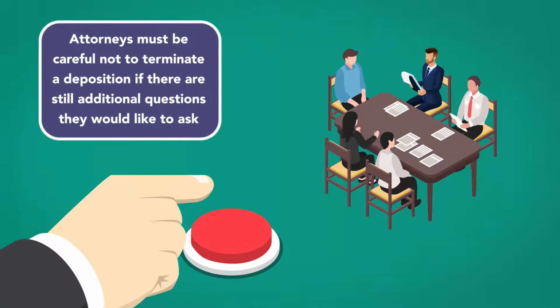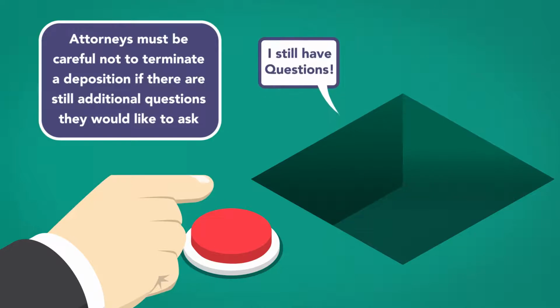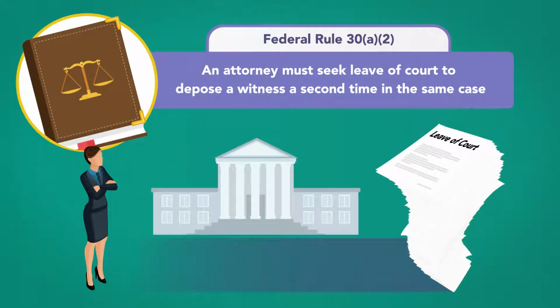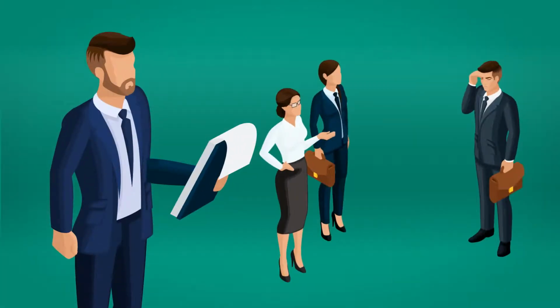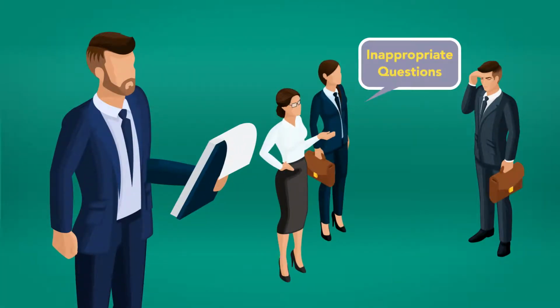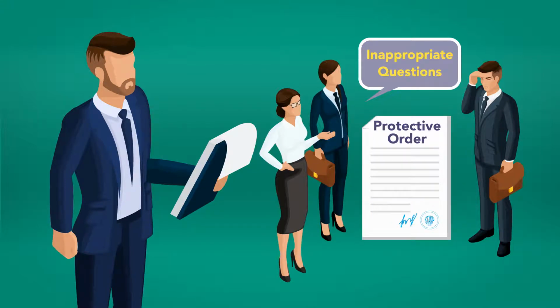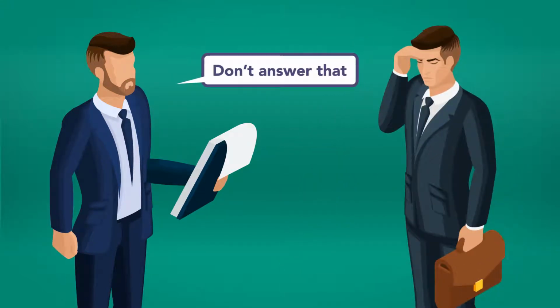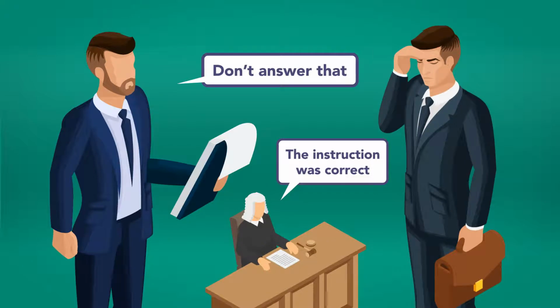Attorneys must be careful not to terminate a deposition if there are still additional questions they would like to ask. Per Federal Rule 30(a)(2), an attorney must seek leave of court to depose a witness for a second time in the same case. If an attorney is concerned that his witness may be asked inappropriate questions during a deposition, the attorney may seek a protective order prior to the deposition or wait to see if opposing counsel asks the inappropriate questions and then instruct the person not to answer and hope the judge agrees that the instruction was correct.